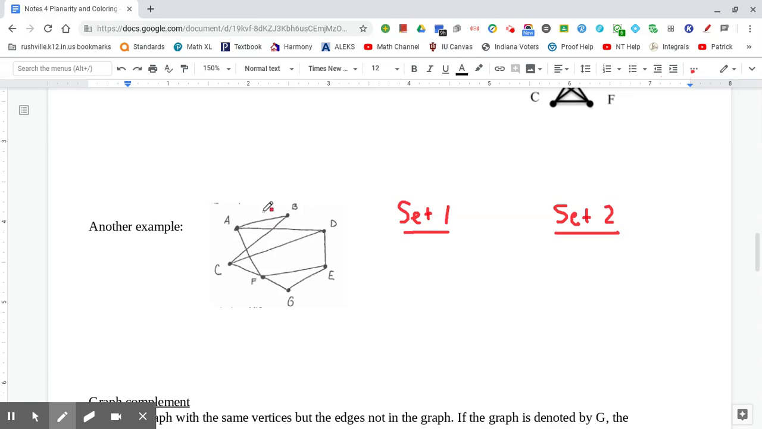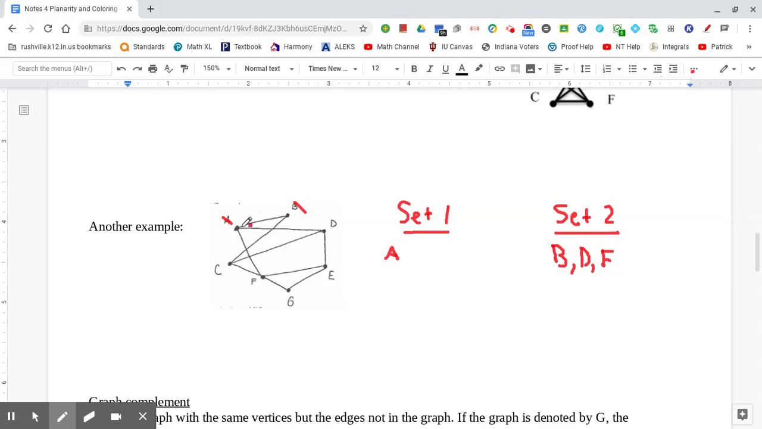So I'll start off with A, and I'm going to put it into the first set. And then what vertex is A adjacent to? It's adjacent to B, D, and F. So I'm going to put B and D and F into set 2. All right, and then I'm going to go to B. B is going to be the one that I do next.